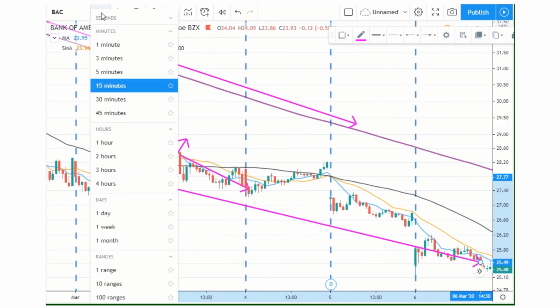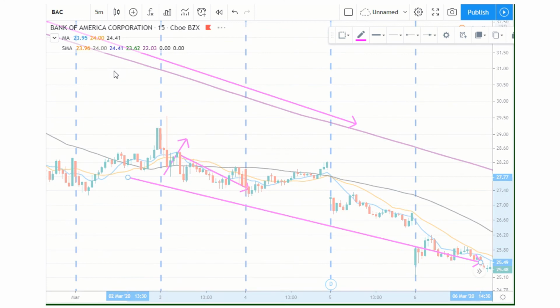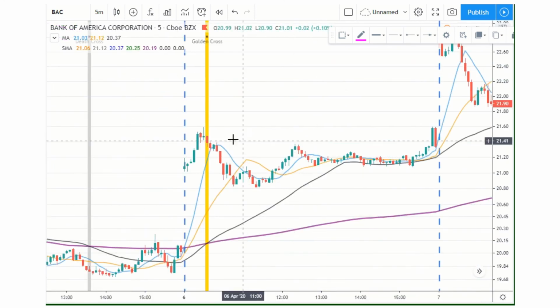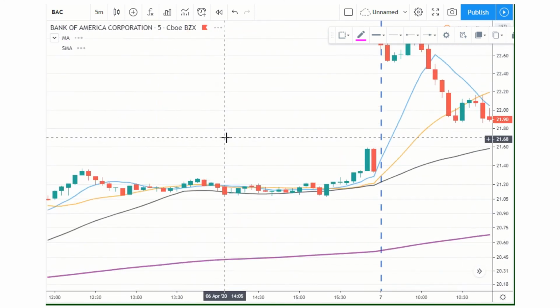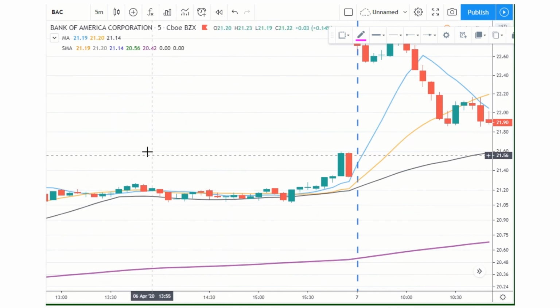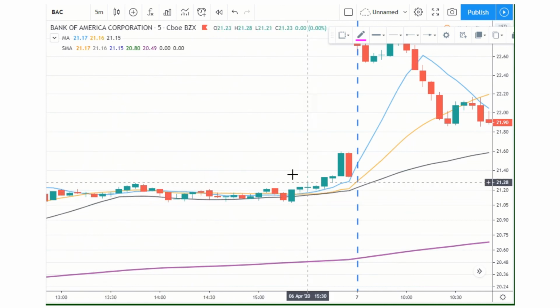You can choose 15 minutes. You can choose 5 minutes. In 5 minutes, you'll see you get a lot more detail. You get a candle for every 5 minutes. To me, that's a lot more confusing because it might trick you into believing that your stock is going the wrong way. It's getting away from you. You have to close it.